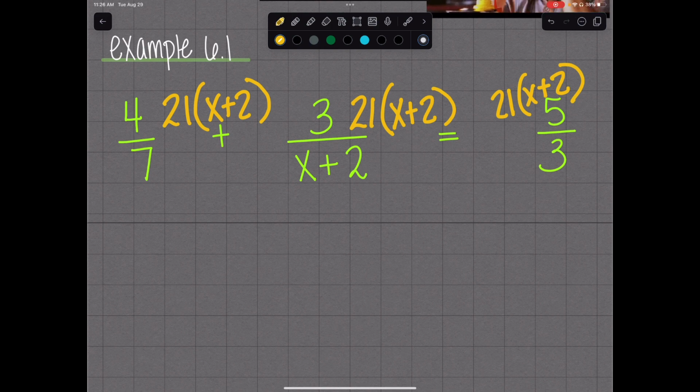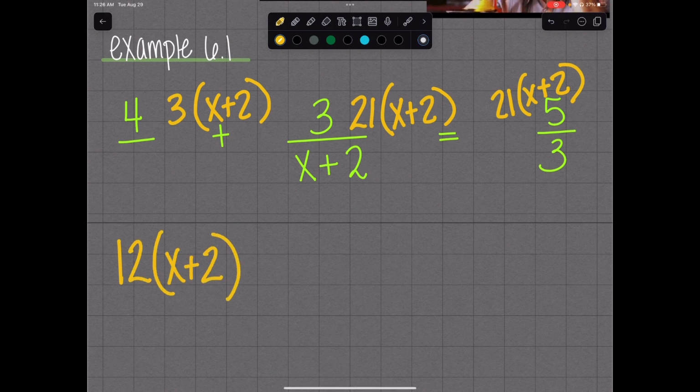Okay, so when I do that, let's do this first term first. Look, we can simplify here. We can take this and simplify, because 7 goes into 21 3 times, and that makes that a 3. So it's basically 4 times 3 times (x + 2). So that would just be 12(x + 2). Let's do the second term. On the second term, we can simplify here by canceling out the x + 2's. That's going to eliminate that. So then it's just 3 times 21, 63.